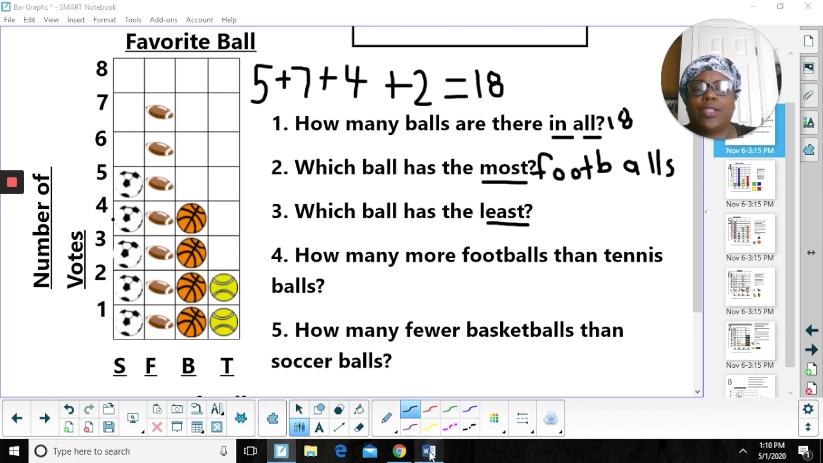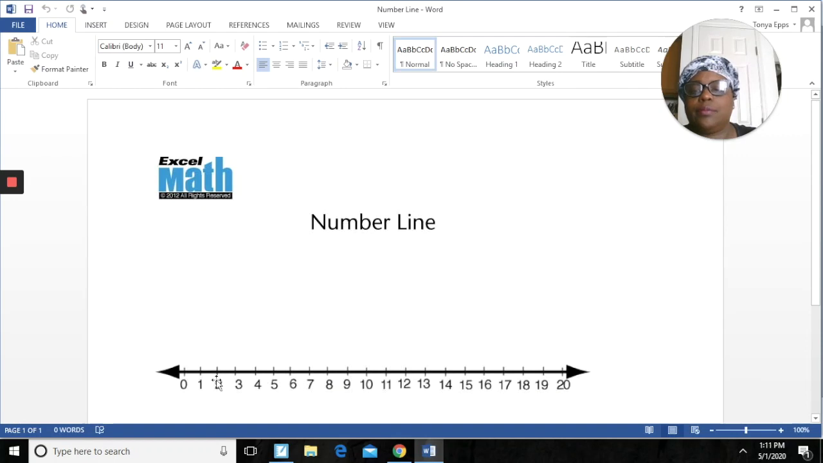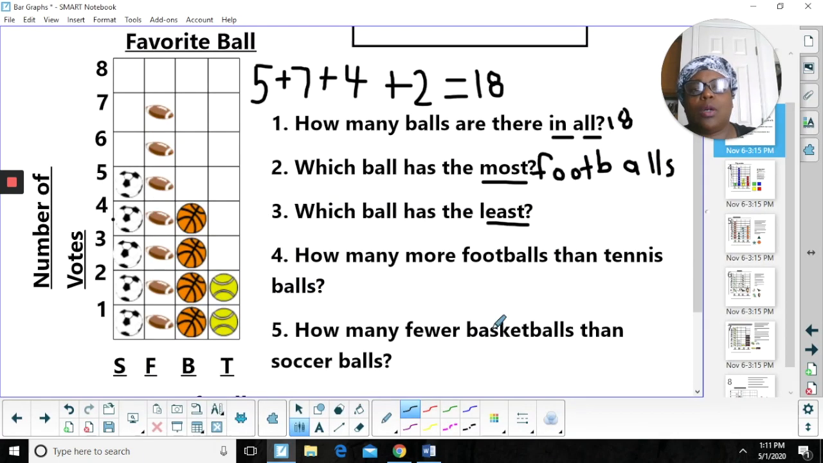you can really look at your number line for that. Did you say 2? Because remember what I said? When you go this way on the number line, things get smaller. When you go that way on the number line, things get bigger. And 2 is our smallest number, right? So we have, which ball has the least? It would be tennis balls.